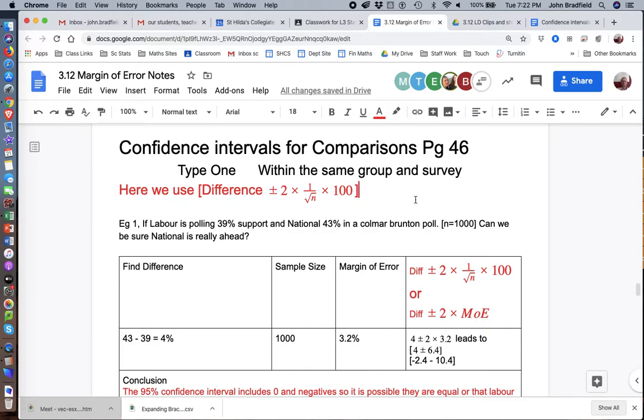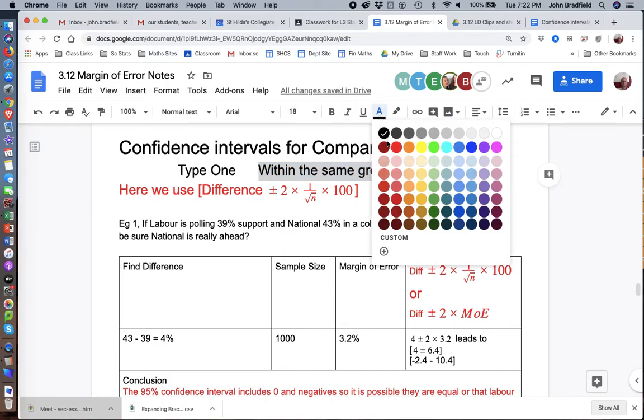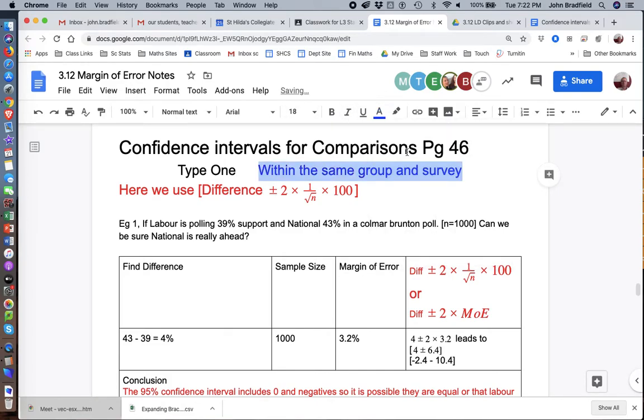Now, there are two different formulas because there are two conditions. So this is the first condition: when the two things we're comparing are taken from the same group and from the same survey. So that's what we'll look at first. This formula goes with that.